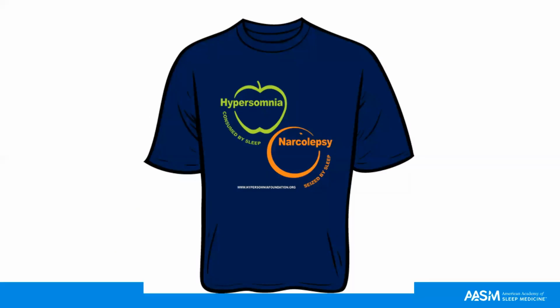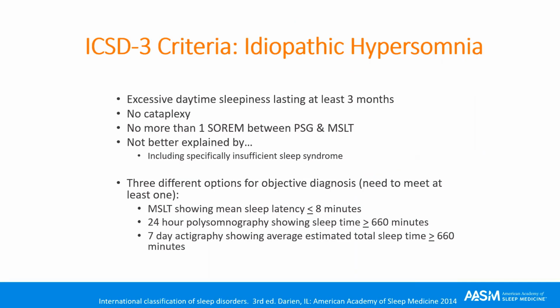What about on the other end, which is idiopathic hypersomnia? Although it is also a disorder of sleepiness, it is a very different disorder of sleepiness than narcolepsy type 1. So to meet the ICSD-3 criteria for idiopathic hypersomnia, you have to have daytime sleepiness lasting at least 3 months. You can't have cataplexy. You cannot have more than one sleep onset REM period between the nighttime study and the MSLT. And you have to rule out all other causes of sleepiness.